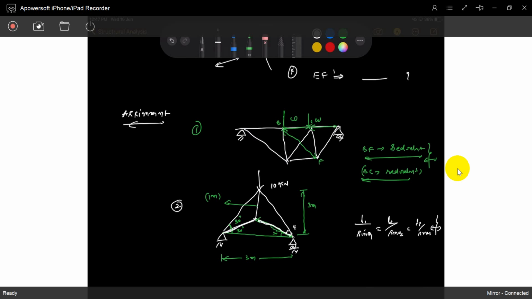Otherwise, if you feel it is too lengthy, skip it. Or first you do it. It's okay. Otherwise I will give another example. If you want to do it, I will give another example.